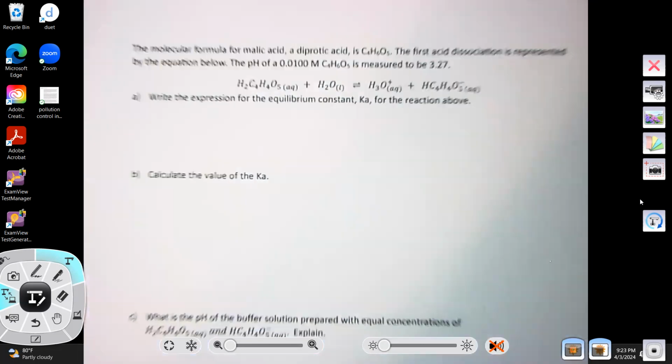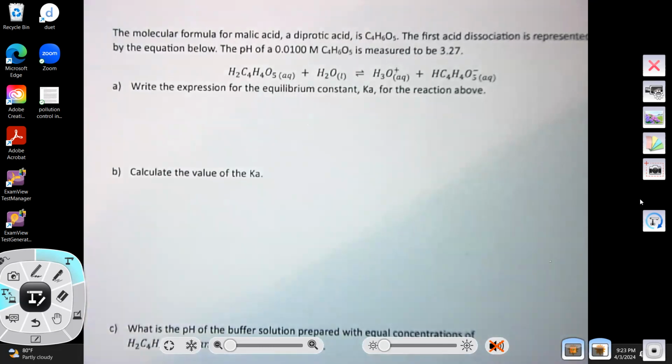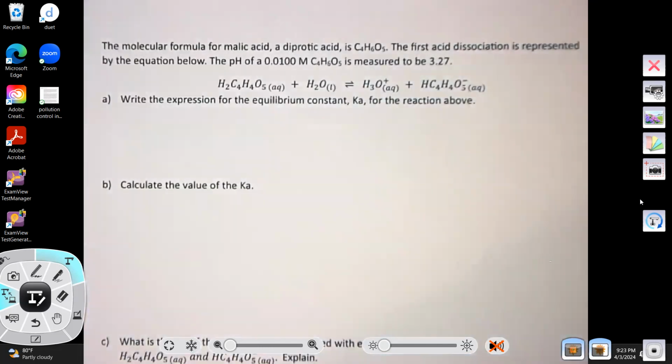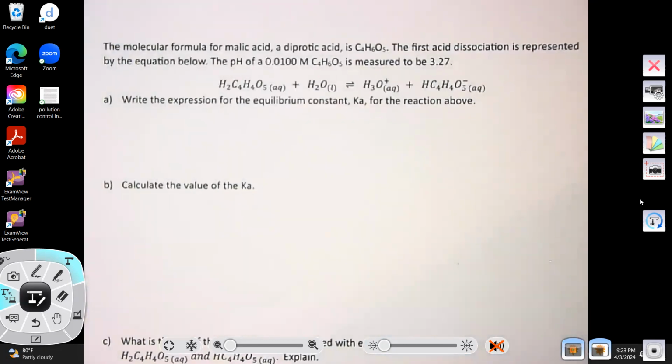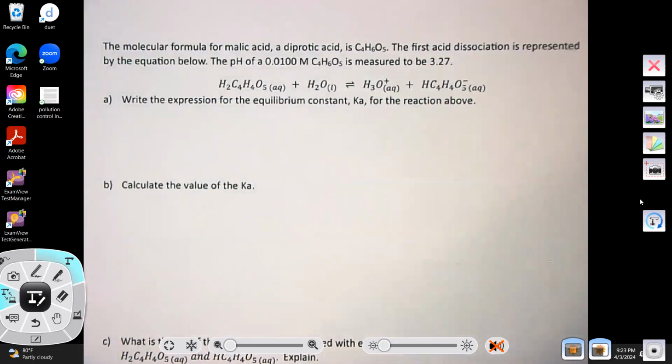Okay, so this is again more pH. Sorry, more equilibrium of acids and bases. So here it says the molecular formula of malic acid, a diprotic acid, is C4H6O5. It says the first acid dissociation is represented by the equation below. The pH of a 0.0100 molar solution of malic acid is measured at 3.27.